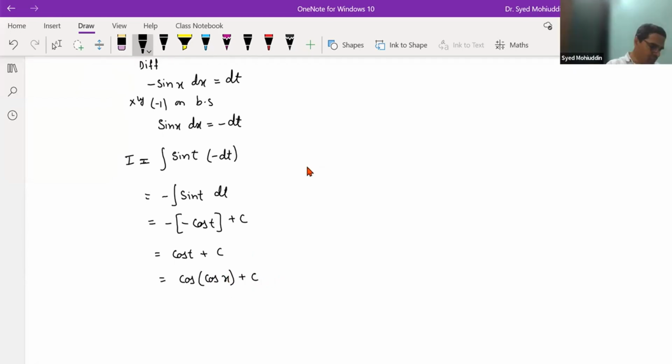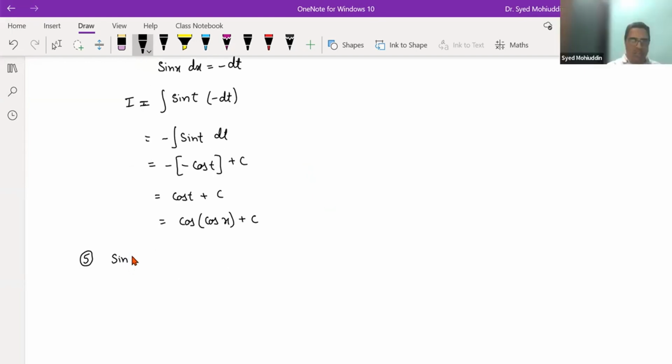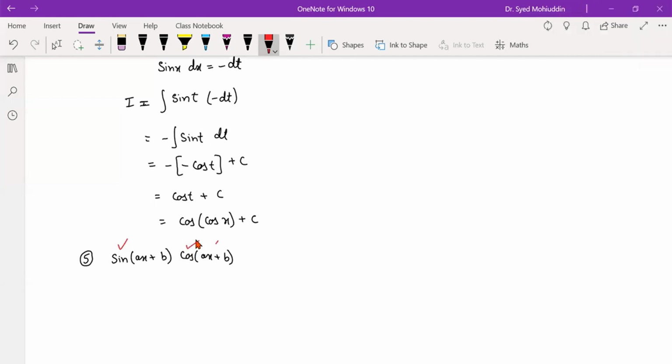We will try the same way, sine of ax plus b and cos of ax plus b, which will be taken as t, and which will be the derivative. So the beauty of this problem is that you can take this value also as t and solve the problem. You can take this value as t and solve the problem. That's the beauty of this problem. Both the ways you can do it.